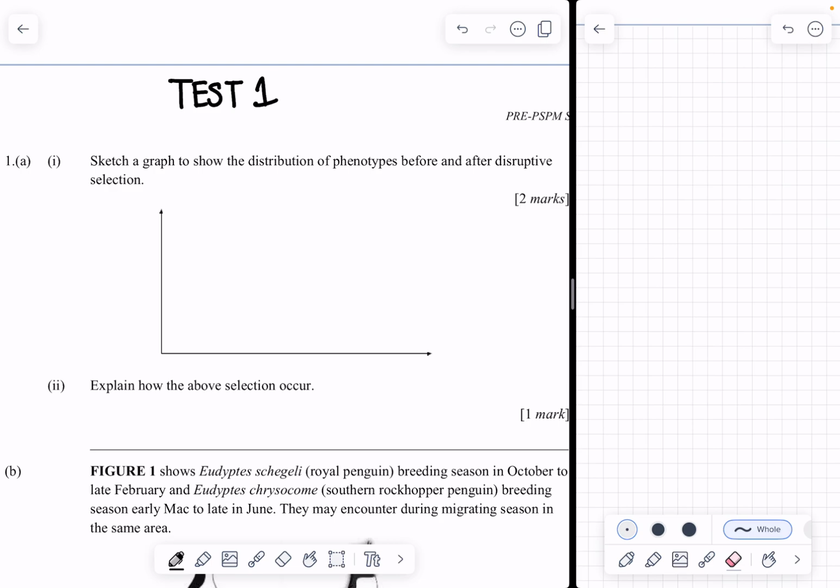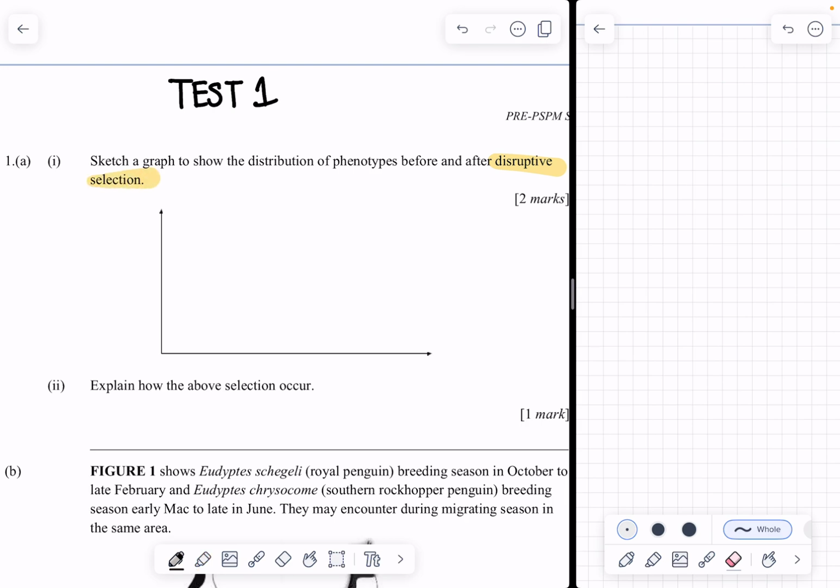Question 1. This is a trial, the PSPM trial from KMJ, which is Kolej Matrikulasi Johor. Let's take a look at the first question. As you know, this is from chapter 3, selection and speciation. Sketch a graph to show distribution of phenotypes before and after disruptive selection. Let's highlight the keyword, disruptive selection.